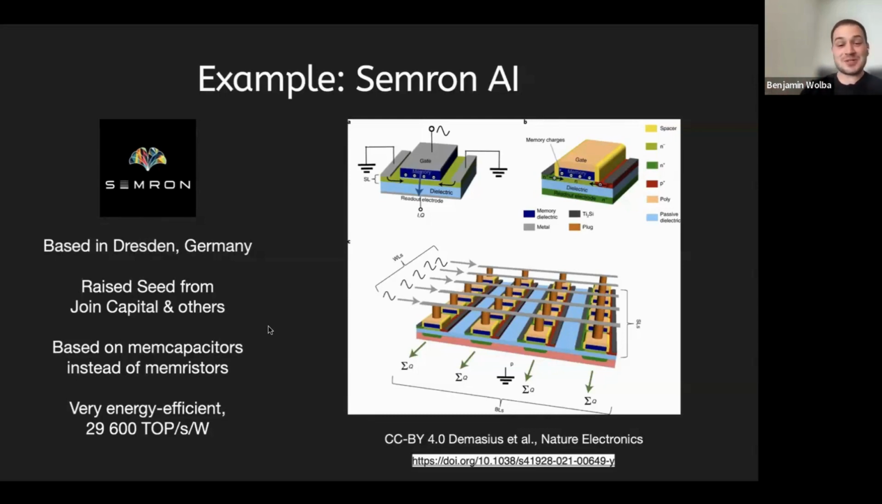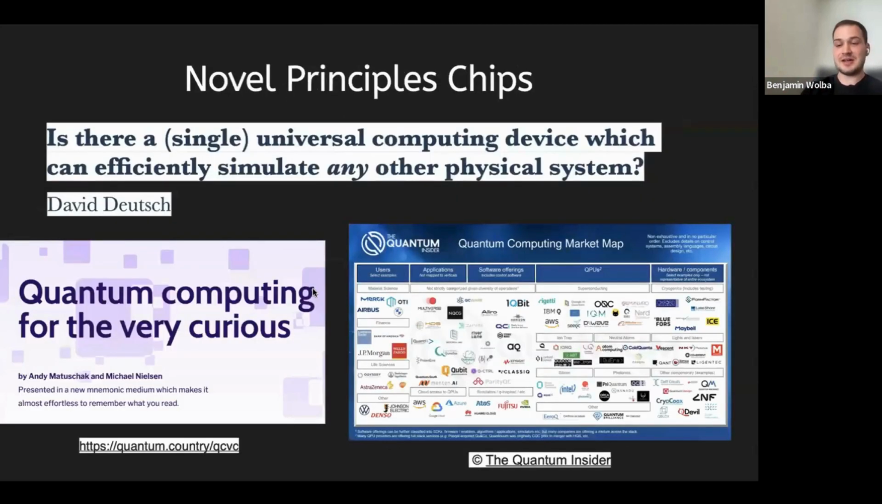So analog is super, super exciting, and I could spend way more time on this, but there's still a third level of abstraction that I want to talk about. And that is leveraging novel physics principles for compute. So far, we've used electronics and semiconductors for compute. But the question is, what else is out there that we could use for compute? Maybe we could use photons. Maybe we could use quantum systems.